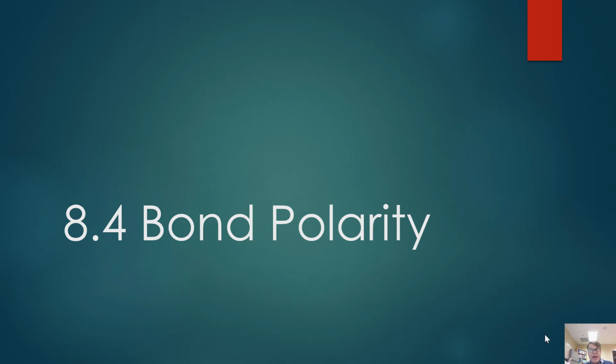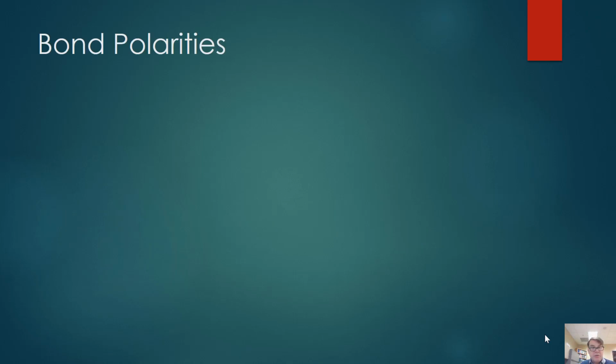It's in Chapter 8, which is on bonding, various kinds of bonding. Up to this point in the chapter, we've talked about ionic bonds and covalent bonds. What we're going to find out in this section is that it's not just an either-or, that there are these elements in between. Let me just tell you, bond polarities.